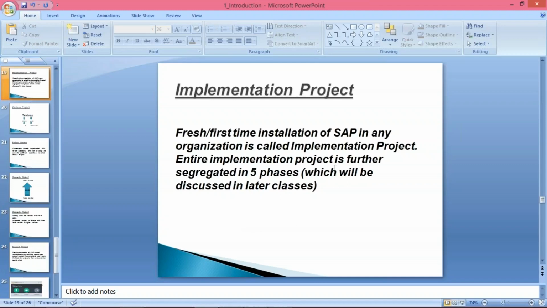Now the entire implementation project is further segregated into 5 phases. This will be discussed later, from the next class onwards. What are those phases and what is the need to segregate this project into 5 phases? That will be discussed later.